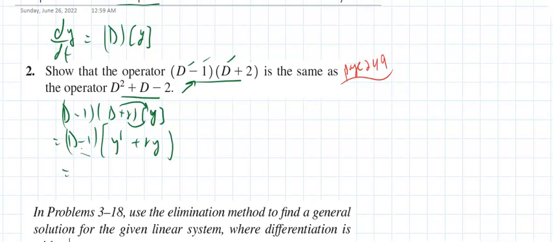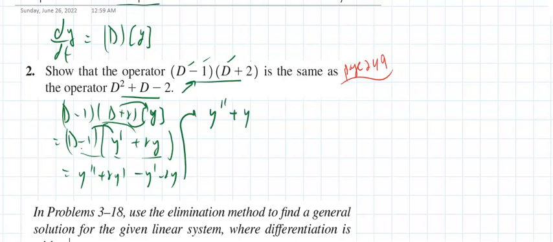And now if I take the derivative of this, that will be y double prime plus 2y prime, minus 1 times that quantity. I will simply get y double prime plus y prime minus 2y. That will be the equation. We want to go this way, and eventually we want to backtrack our steps as well.